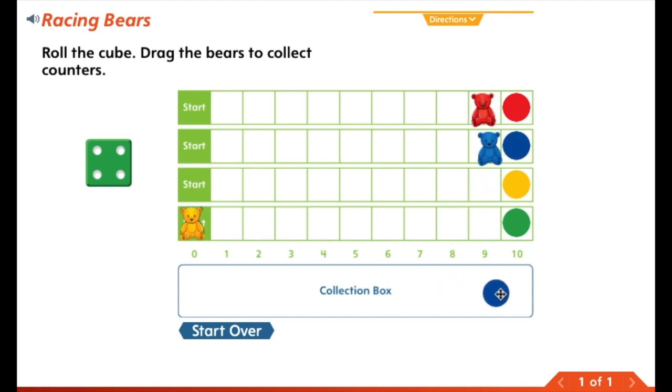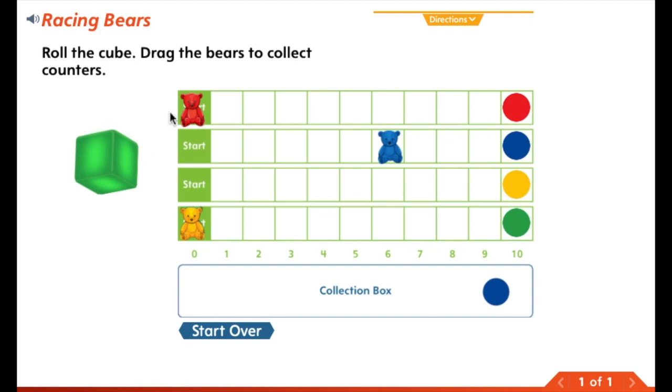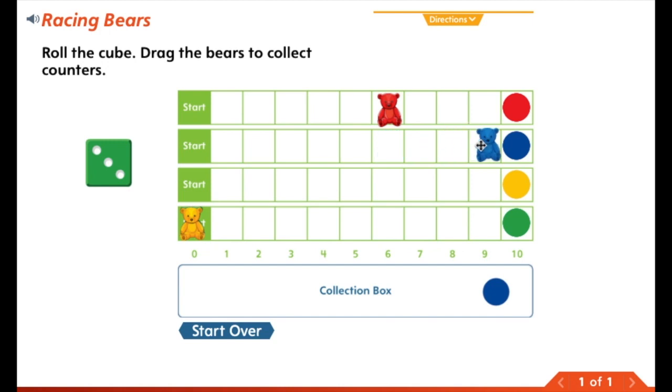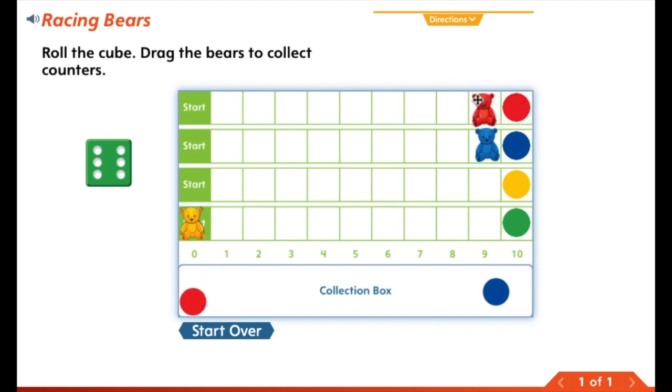4, 1. Oh, blue got all the way to the end. So I take a blue counter because blue wins. And we go back to the beginning and start again. This time blue's going to go first. 1, 2, 3, 4, 5, 6. Red's turn. 6. Blue's turn. 3. Red's turn. Oh my goodness, now red got all the way there. So we take a red counter and bring them back to the beginning. You can play a few rounds of that and see who gets the most counters. Again, when you're all done, make sure you press the check mark and turn your work in to your teacher.